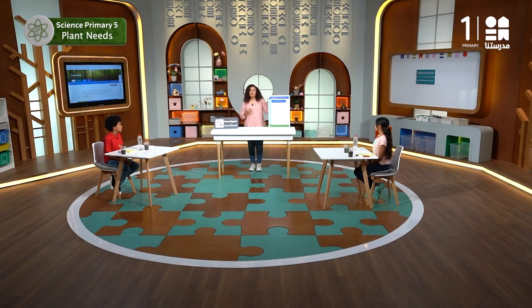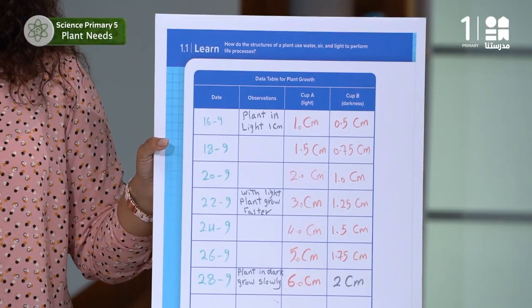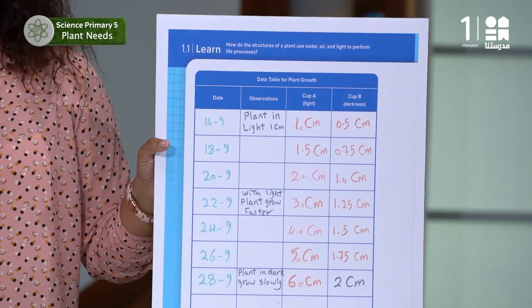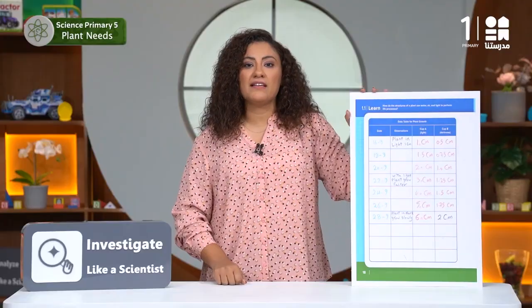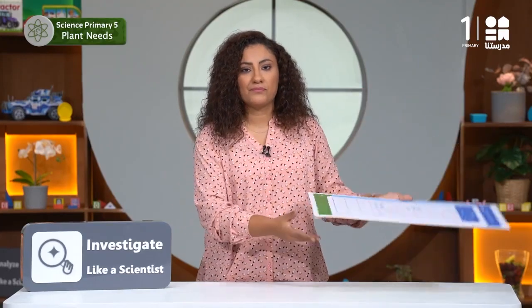I can see that you also recorded the length of plant A, which reached 6 centimeters, and the plant B, which was in the dark, it only reached 2 centimeters. This confirms that the light is a basic need.